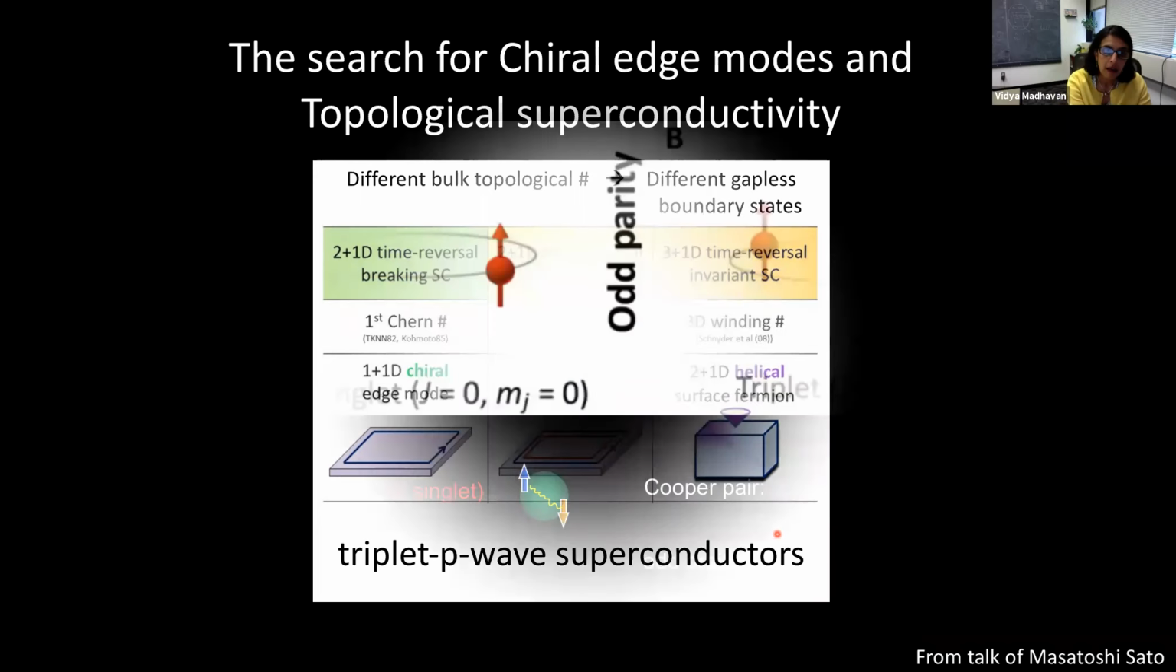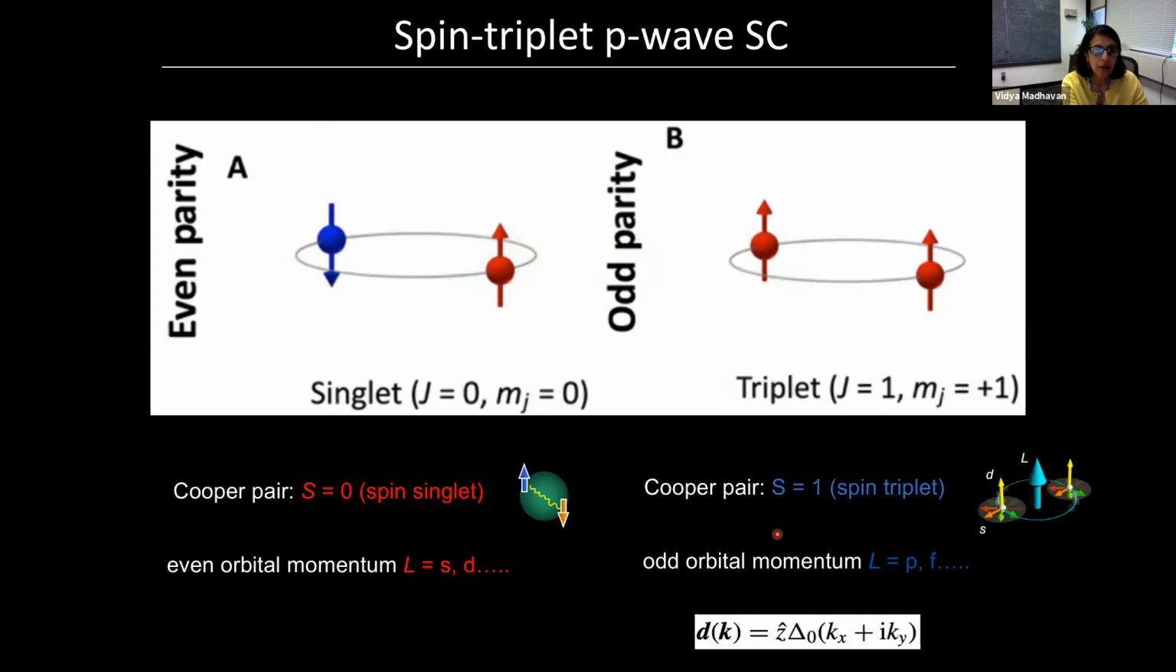systems. So just a quick reminder, normally we expect a singlet pairing in conventional superconductors where pairs are composed of electrons of opposite spin.